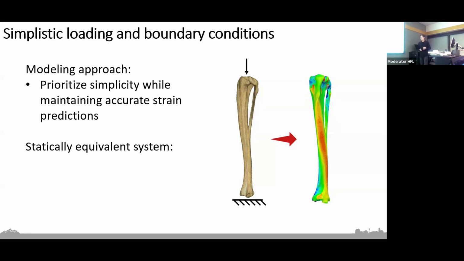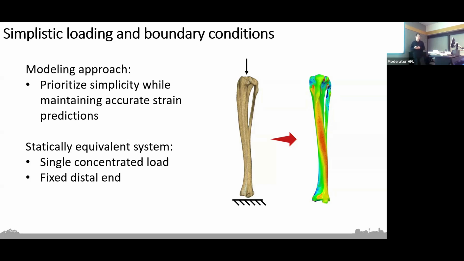So our approach to this then was to develop statically equivalent systems. It's an approach quite frequently used in our field as well. And we can do this by just assuming a single concentrated load at the proximal end of the bone, and then we can have a fixed distal end constraint, so we have a really nice simple model that we can evaluate the strain predictions from. Now, of course, the question then becomes, well, if you're just using a single concentrated load, how exactly should that load be oriented to achieve static equivalence to what's being experienced in vivo?